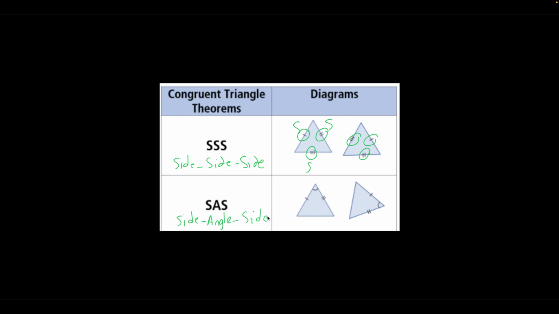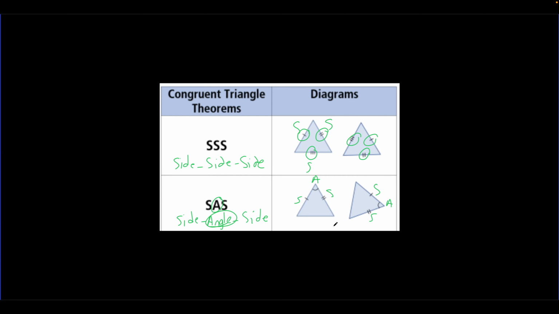For SAS, S stands for side, A stands for angle, and side. Very important to notice here that the angle must be between the two sides. So you have a side, an included angle or an angle in between, and a side. If the angle were over here in a different corner, this is not a congruent statement. The angle must be between the two sides. Okay, so side, angle, side.